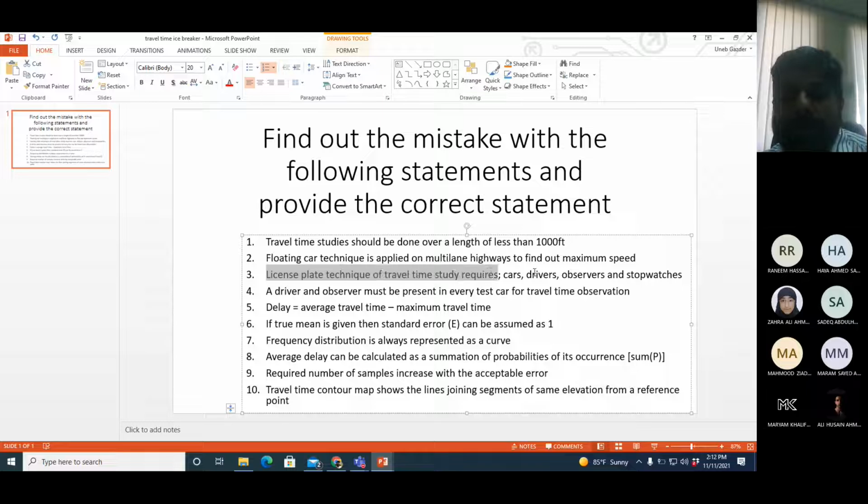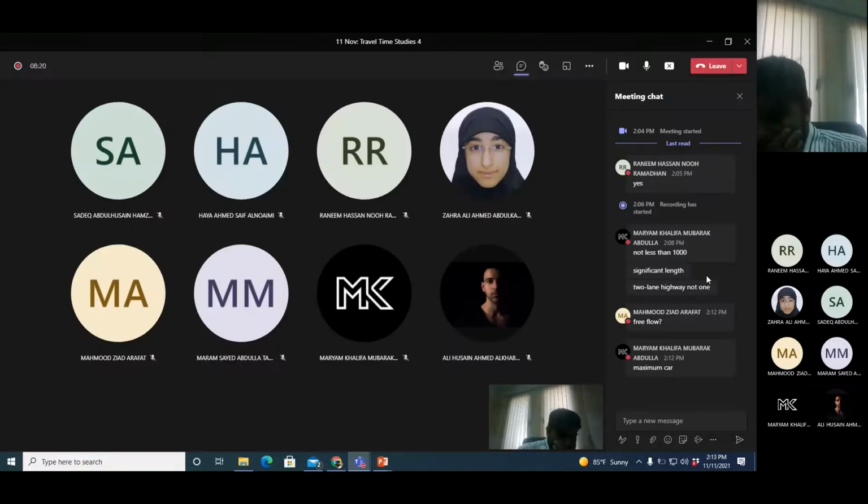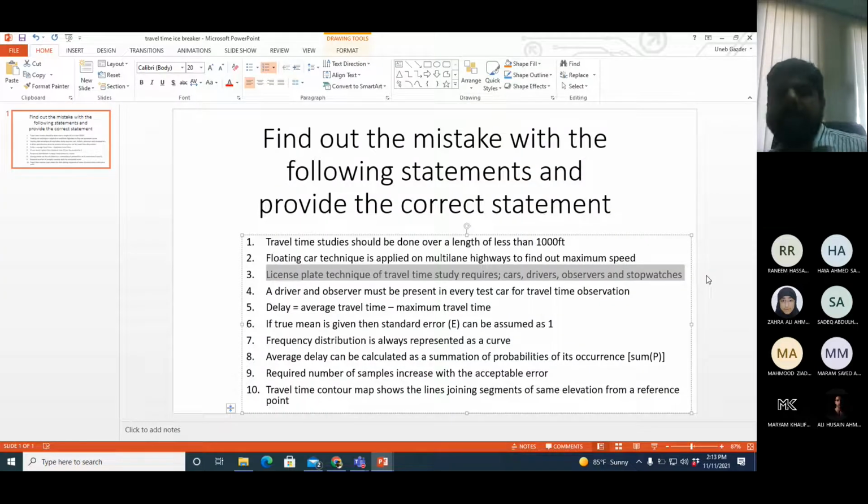Statement number 3. License plate technique of travel time study requires cars, drivers, observers, and stopwatches. How can I correct this statement? Yes, Mariam, you are right. Maximum car technique is used for multi-lane highways to find out the maximum speed. Well done. Now statement number 3: license plate technique requires cars, drivers, observers, and stopwatches. Correct this one now.